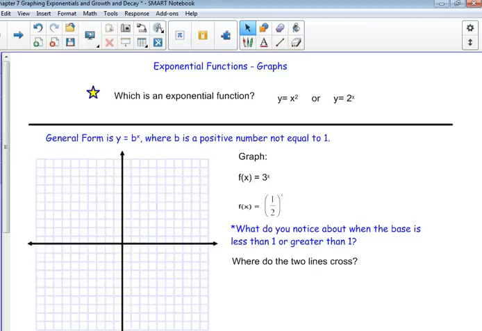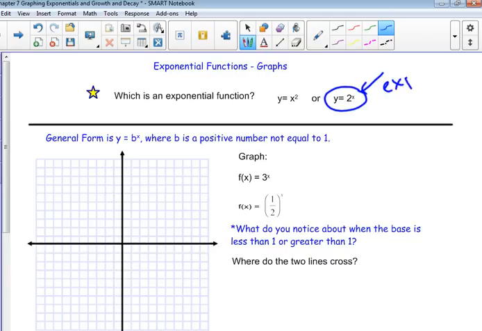So take a look, see if you guys can figure out which one of these is an exponential function. Good, Brianna, you're right. It's the one on the right hand side, this one right here. How did you know? Good guess. This one is the exponential function because the x is in the exponent.